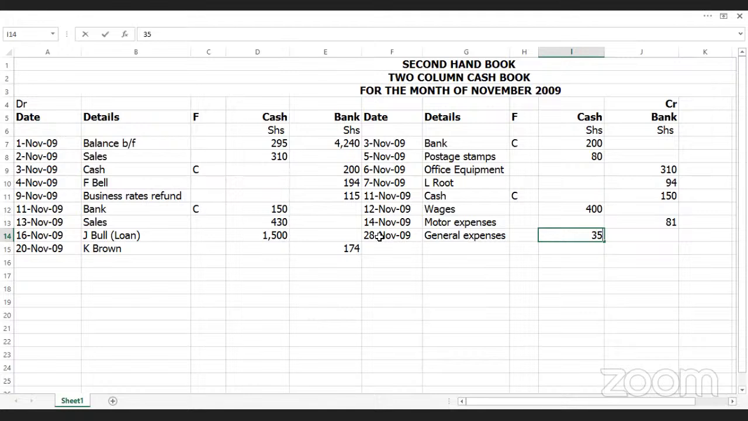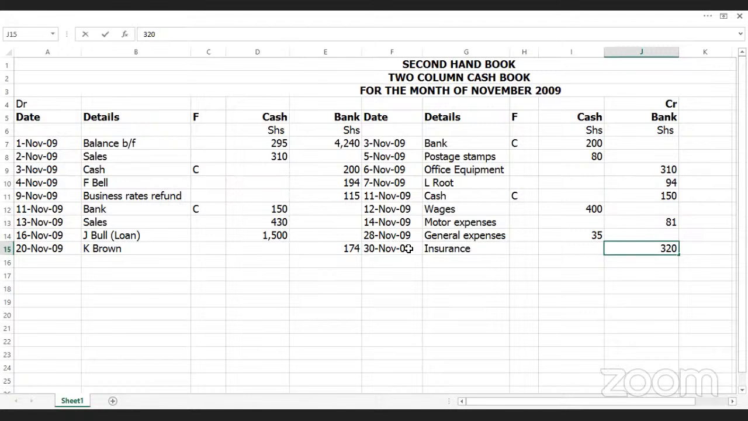And then on 30th November, paid insurance by check. How much? Shillings 320. Any other transaction? No. Those are the transactions we have.